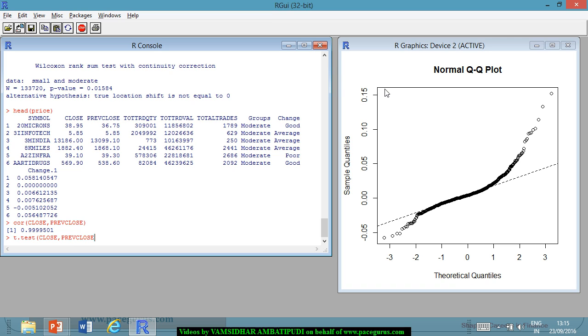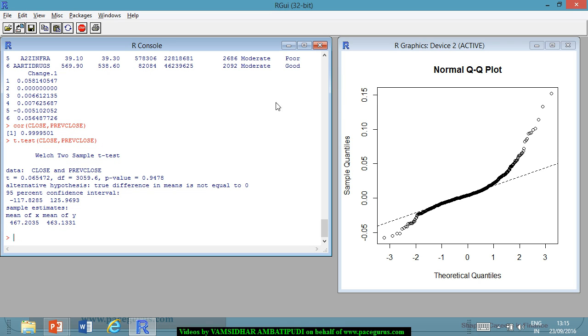If I do it just as two independent entities, let's see the difference. If I take them as independent and do a t-test, it comes out that for close versus previous close, the p-value is 0.9478, which is greater than 0.05. So I will not reject the null hypothesis. I can very well say that the means of both groups are more or less similar, because the mean of x is 467 and the mean of y is 463.